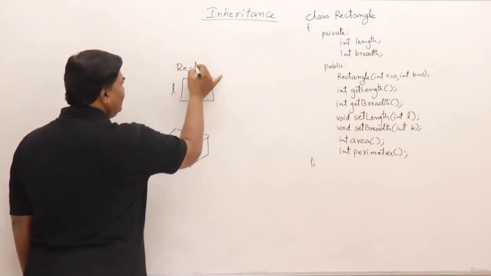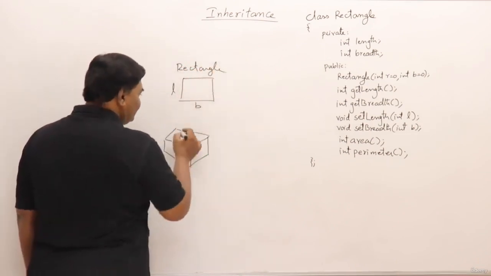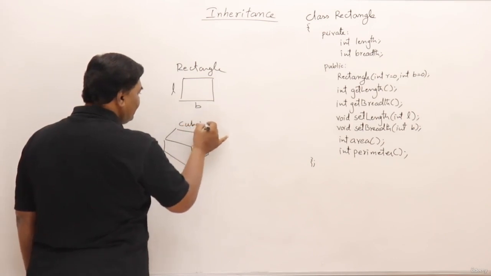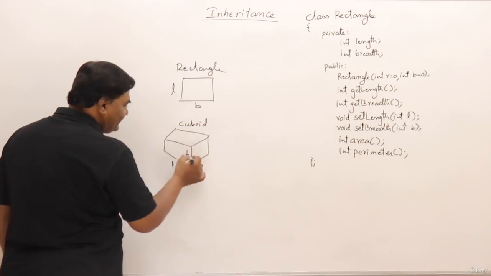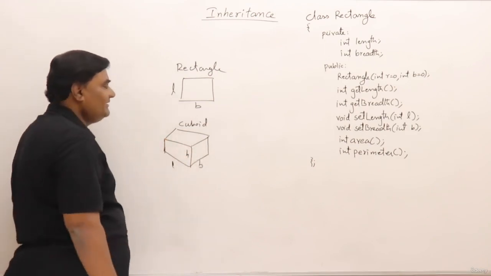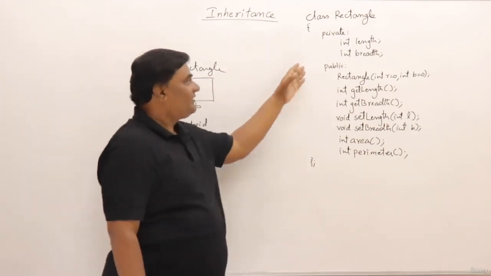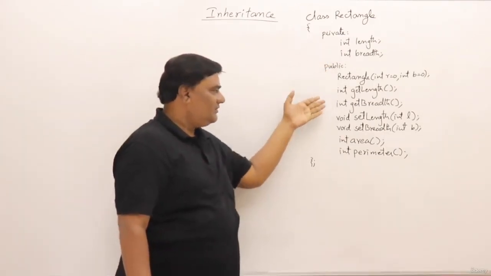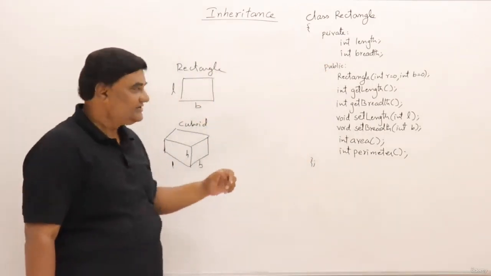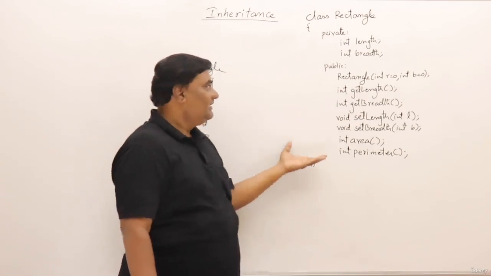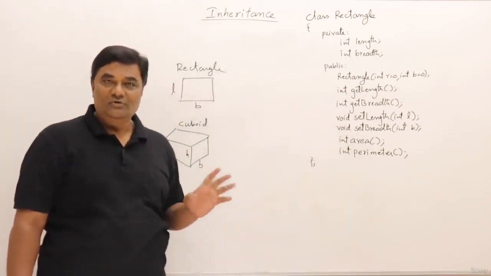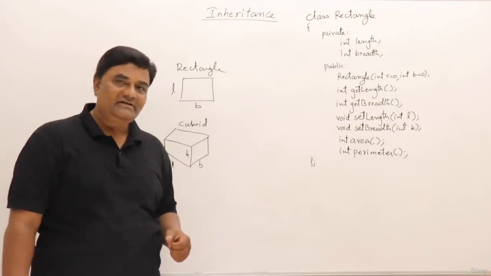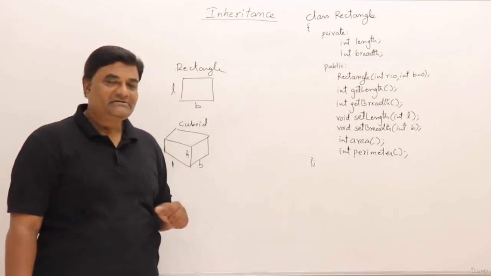This is a rectangle and this is a cuboid. Cuboid will have length and breadth, and this dimension is height. So already I have a class for rectangle having length and breadth and all the required methods. I have just written the signature of the methods. I have not implemented the methods. So let us look at this much only on the board. Then practically we'll see how we can implement the methods.